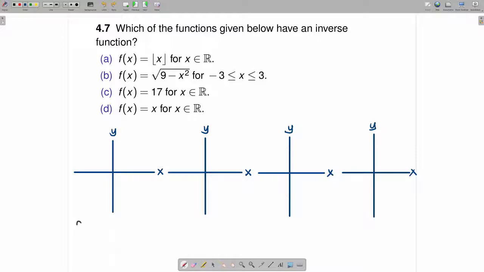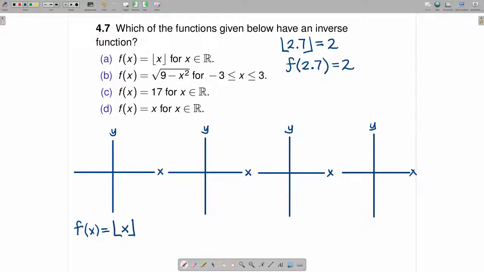So let's start with the first one, which is f of x is equal to the floor of x for all real valued x's. As a quick review here, floor of 2.7. Basically, that gets rid of everything to the right of the decimal point. So what this indicates is that for this particular function, f of 2.7 is equal to 2.